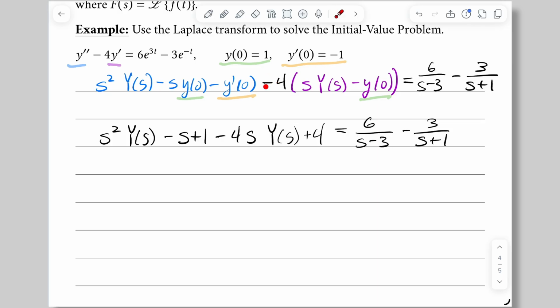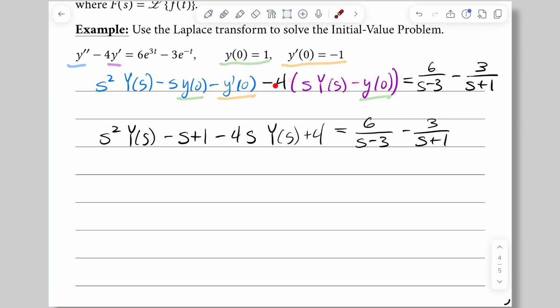Don't forget to distribute the negative 4. That's a common thing to do. Another thing is not remembering that after the initial s squared times Y of s, or the s times Y of s, all the other terms in the transform of a derivative have a minus sign in front of them. So make sure you keep track of all those minuses.